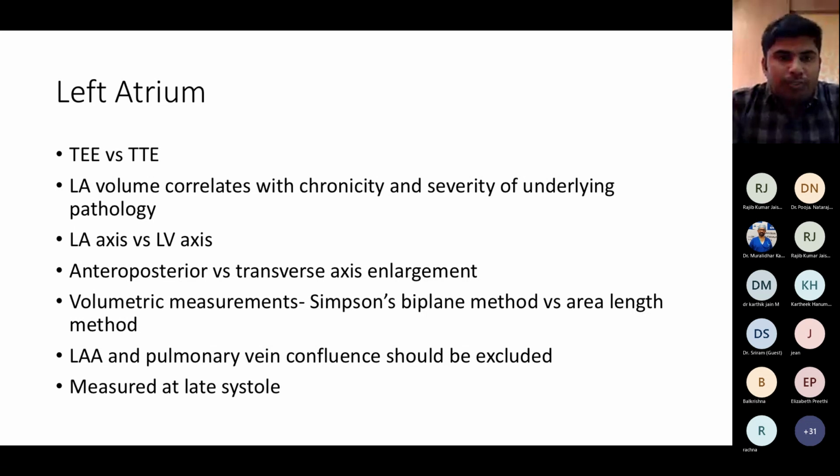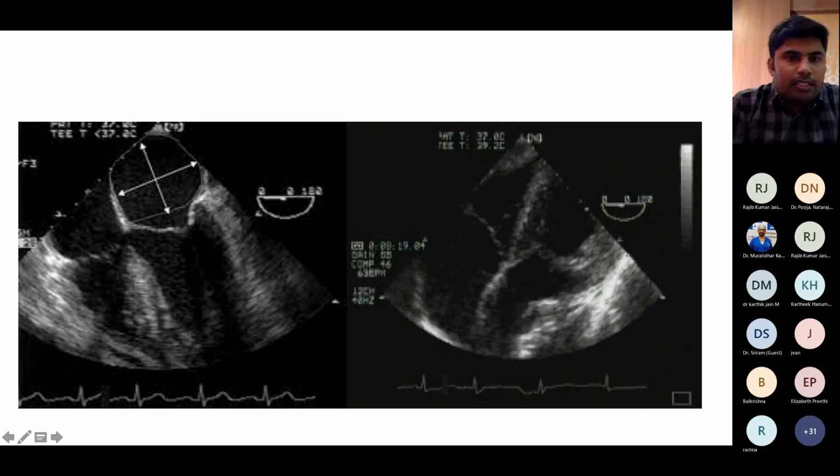So here is a mediastinal view for measuring the left atrium. We can see that the sector cuts a part of the left atrium, and for the purpose of volume measurement, we will use this volume and it gives an erroneous value. And the lower part of the left atrium should be at the mitral annular plane, not the tip of the mitral leaflets.